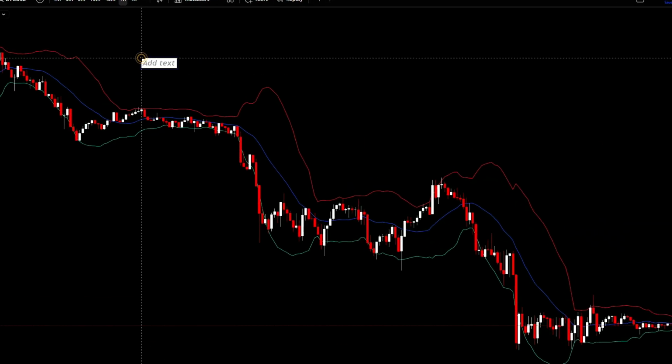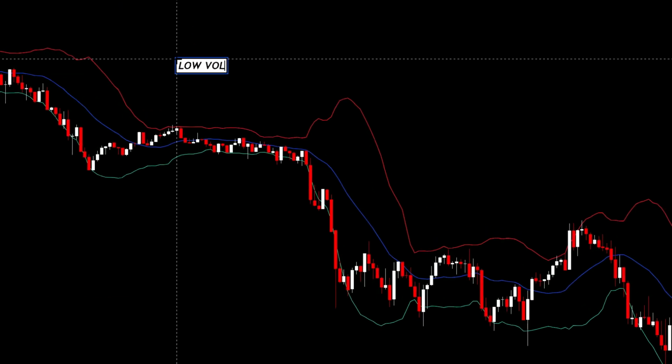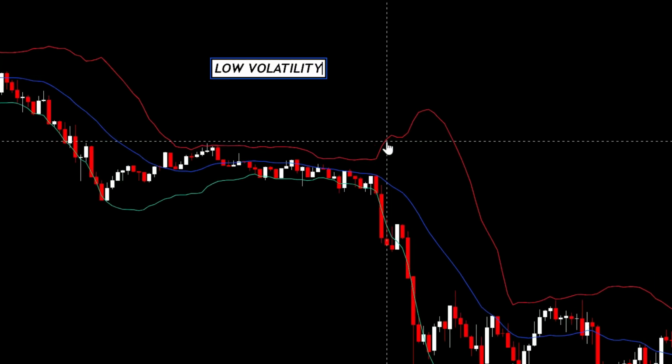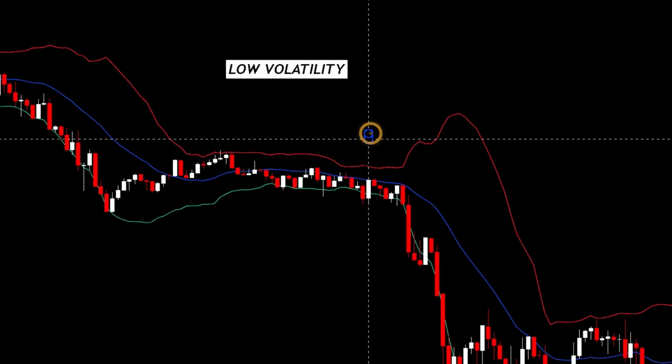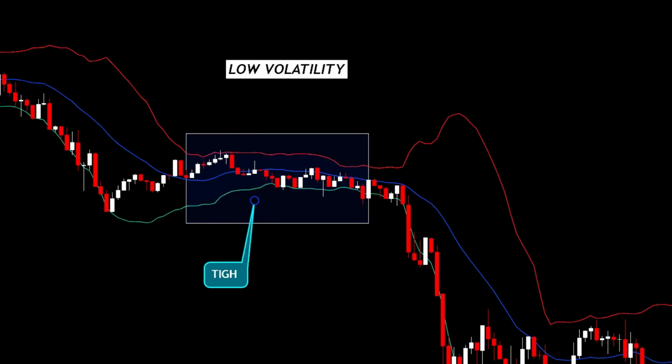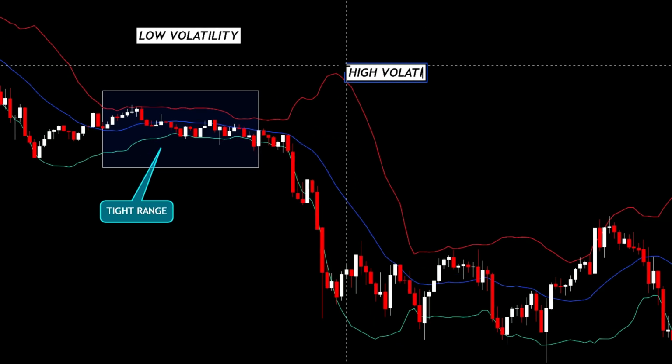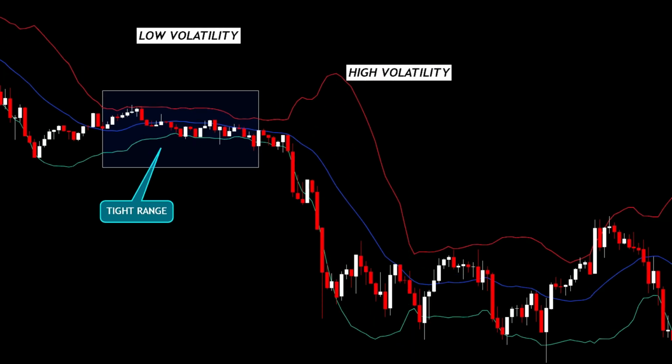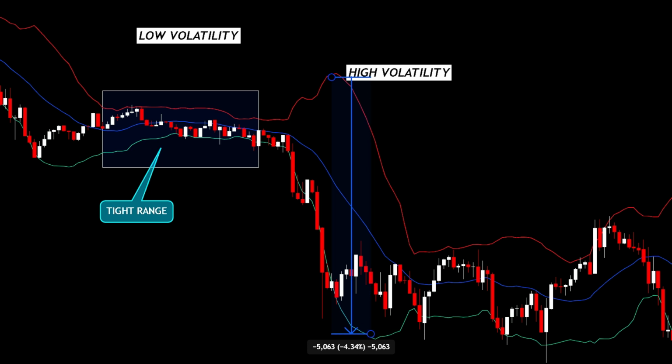When the bands squeeze tight, that's low volatility. Prices are stuck in a range. Momentum is cooling and it feels quiet. But here's the kicker. That squeeze doesn't last forever. Usually a potential breakout setup is brewing right there. And when it happens, the move can be powerful. On the flip side, when the bands push wide apart, that's high volatility. The market's moving fast, big swings are happening, and you really need to pay attention.